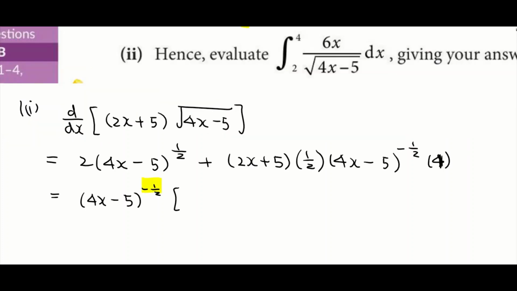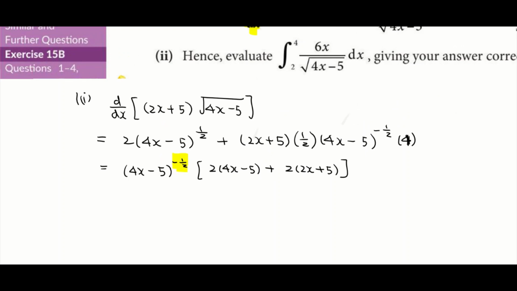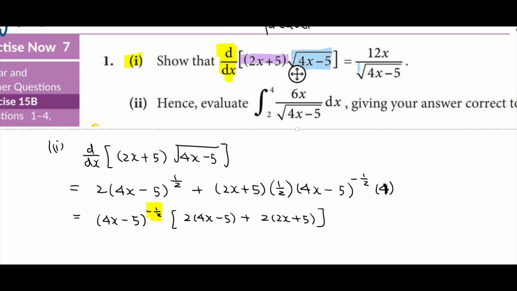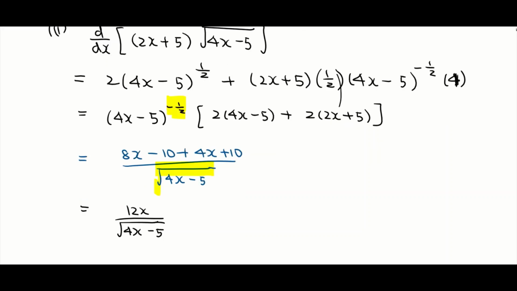Remember, when you differentiate, you have to factorize out lower power and then continue. The reason why I'm factorizing out lower power is because they asked us to show it becomes a power negative half. Okay, so I need to factorize it. So eventually, my power negative half becomes my square root in the denominator. So I managed to show that it becomes 12x over square root 4x minus 5. Okay, it's good habit for you to put shown.